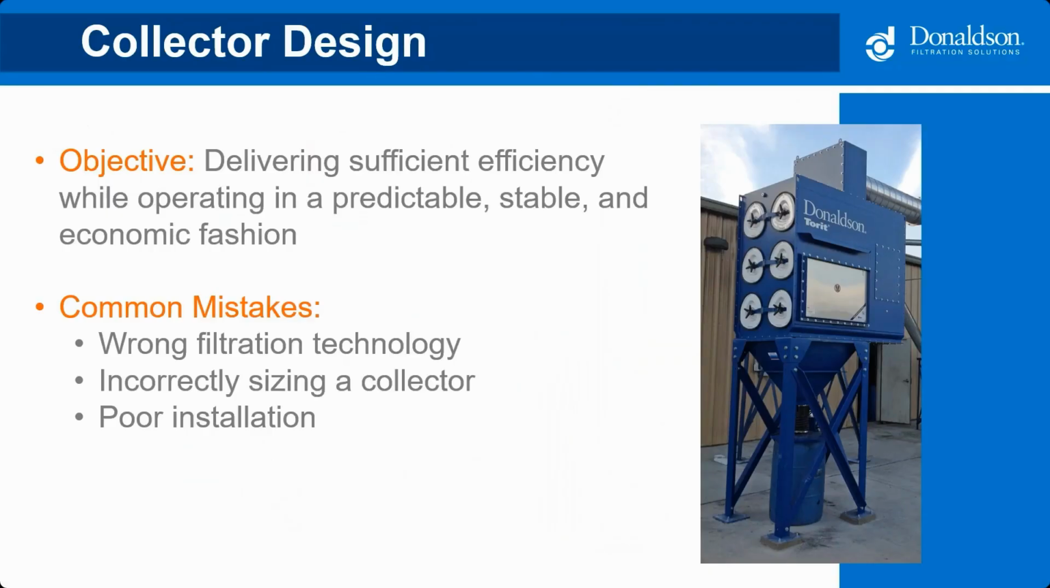using the wrong filtration technology, incorrect sizing of a collector, either too aggressive or too conservative, poor material handling, so insufficient dust removal at the hopper level can create issues with bridging, rat holing, depending on the dust, and then poor installation. So the inlet orientation and outlet fan locations, if those aren't designed properly, can create airflow and distribution problems within the collector.